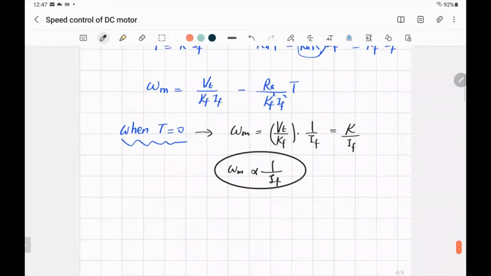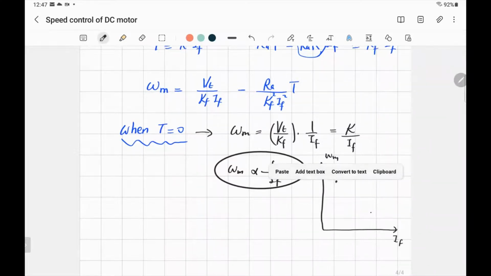What does it mean? It means every time the field current decreases, the omega increases. I can sketch it like that. But I'm not going to sketch it from 0 for the whole range. I'm going to choose a special range, something like that. And actually it's not a straight line. It's proportional, yeah, but I cannot say straight line. Why? Because the relationship between the field current and the flux is not linear.